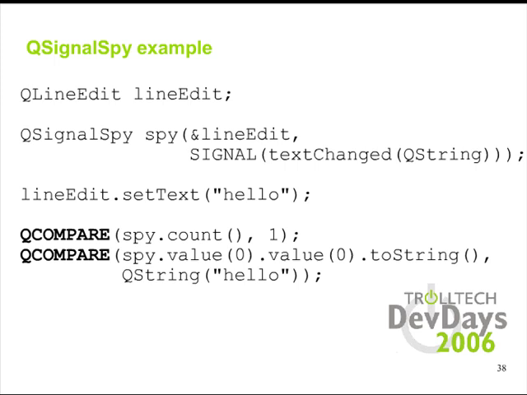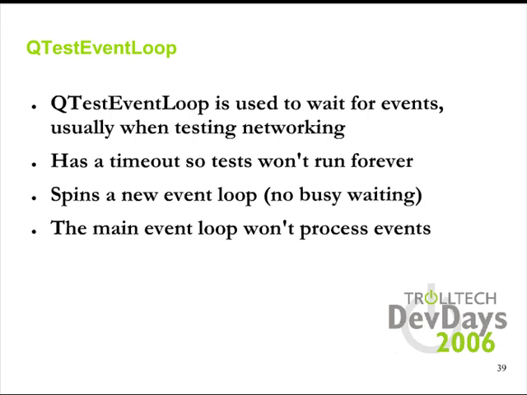Ha, event loop. Sometimes we had some tests which tried to connect to some server, and some guy switched off the server, and it would just sit and sit and sit forever. And 3 days later, someone would find out, oh, there's this test run which is still hanging on that machine, using up resources. So we have a QTestEventLoop, which you can use to wait for events, and usually when you test networking. It has a timeout, so the tests won't run forever.